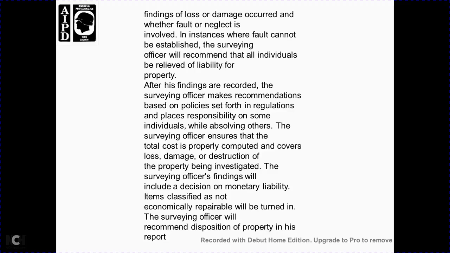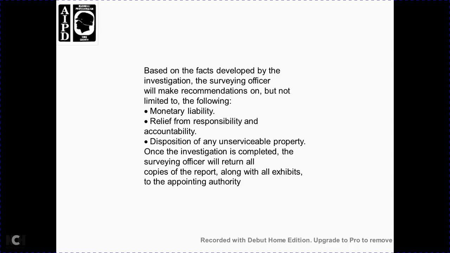If fault cannot be established, the surveying officer will recommend the individual be relieved of liability for the property after he finds it with the record of the surveying. Officers make recommendations based on policy in the regulation, placing responsibility on some of the individuals and absolving others. The surveying officer must ensure the total cost is properly computed to cover the loss, damage, or destruction of the property being investigated. If the survey officer finds monetary liability, items classified as not economically repairable will be turned in. The survey officer will recommend the disposition of the property and report.